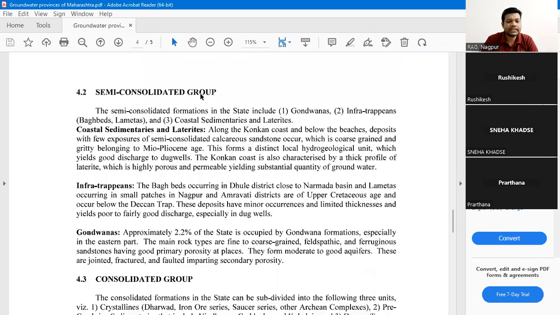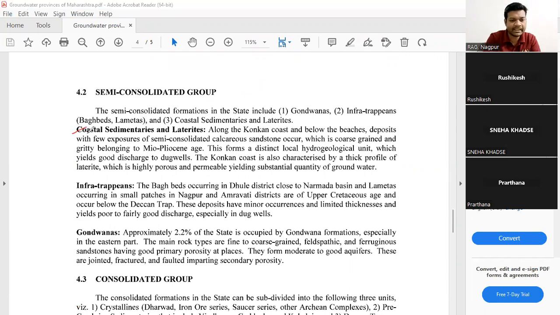Now, the second one is the semi-consolidated group. In the semi-consolidated group, there are majorly sedimentary rocks. See here, the coastal sedimentaries and laterites are nothing but sedimentary rocks. Then infratrappeans are sedimentary rocks, then Gondwanas, obviously sedimentary rocks.